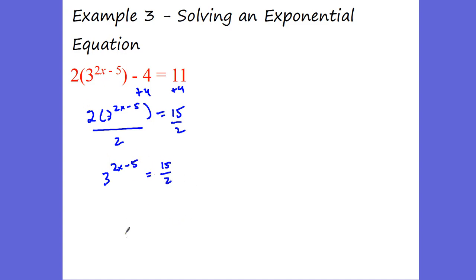What's our next step algebraically? We have to get this 3 to the out. And how do we do that? We do log base 3 on both sides. So what are we left with now? This log base 3 of 3 canceled out.